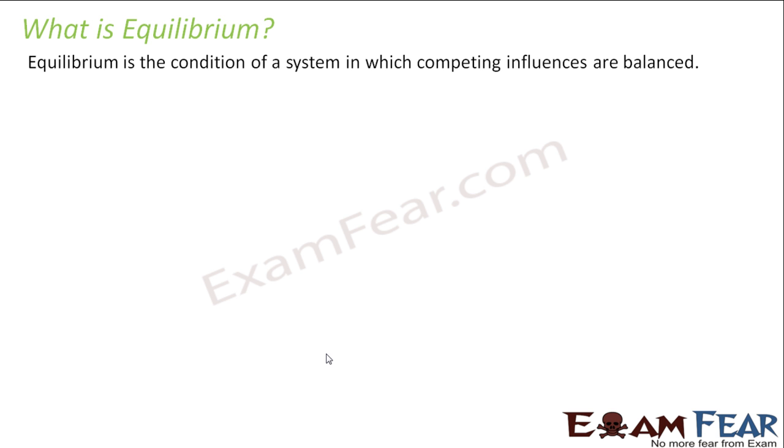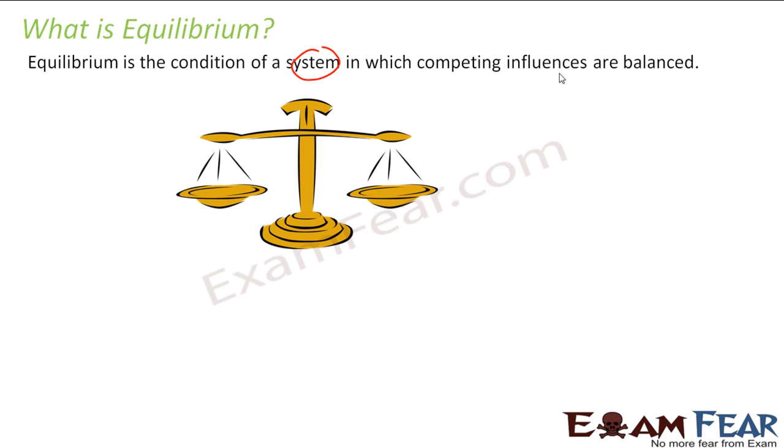Before we study equilibrium, the question that comes to our mind is, what is equilibrium? Don't think from the chemistry perspective, just think from the word equilibrium. Equilibrium is nothing but a system in which the competing influences are balanced. For example, in a weight balance, the force which this side exerts, a similar force the other side exerts. So there is a balance.